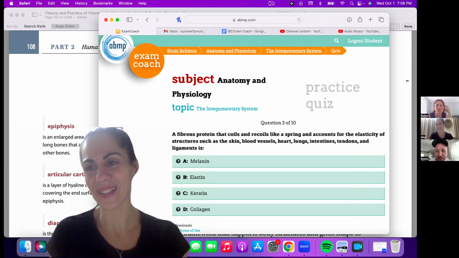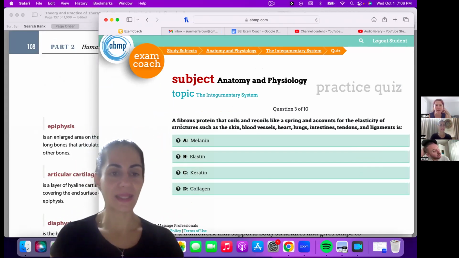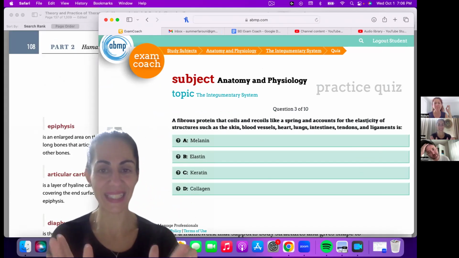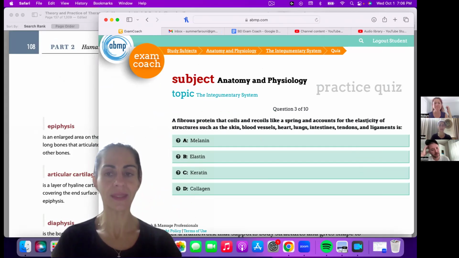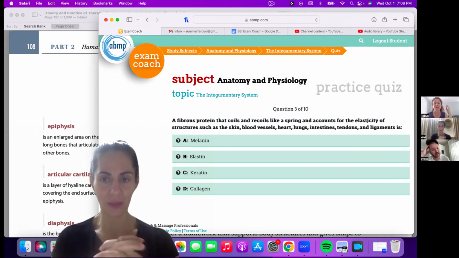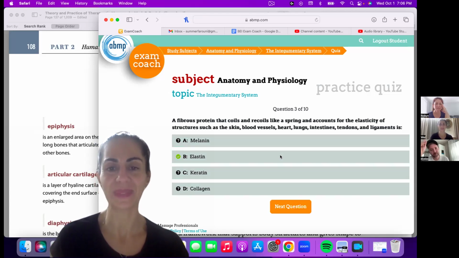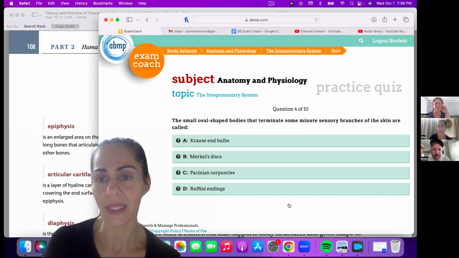Okay. Let's read it again. I would assume the elastin because it says elasticity. There's a protein and there's elasticity. Exactly. So is it the melanin, the elastin, the keratin, or the collagen? Okay, that gives the recoil property of the elastin. Correct.